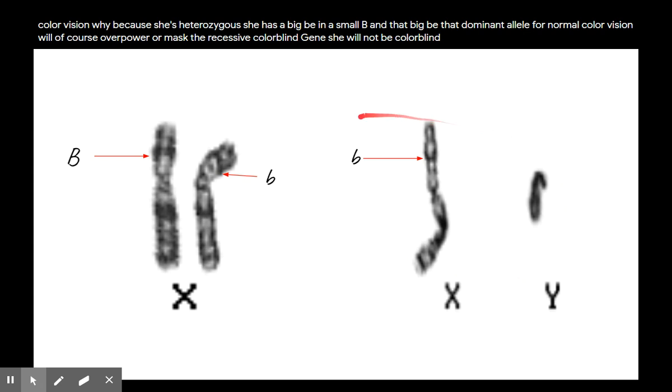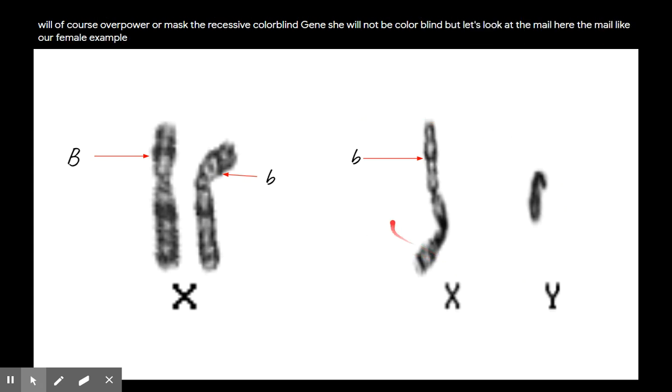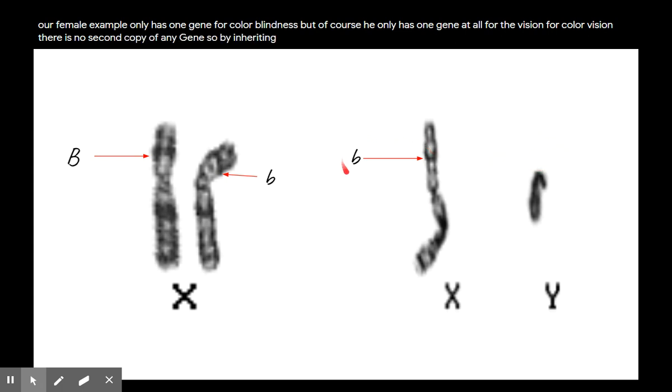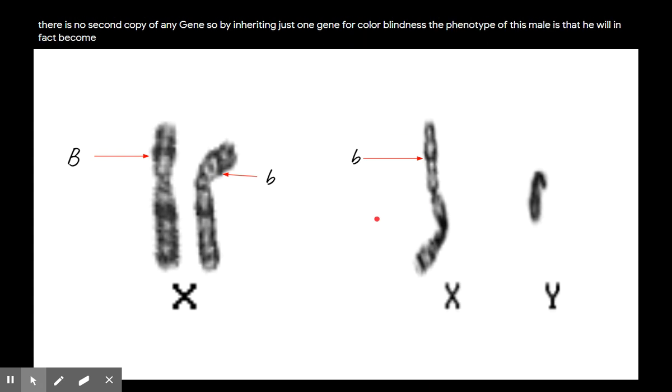But let's look at the male here. The male, like our female example, only has one gene for colorblindness. But of course, he only has one gene at all for color vision. There is no second copy of any gene. So by inheriting just one gene for colorblindness, the phenotype of this male is that he will in fact be colorblind. There is no second copy.